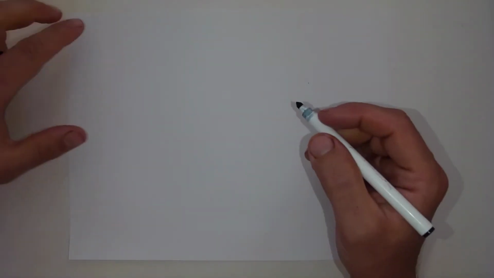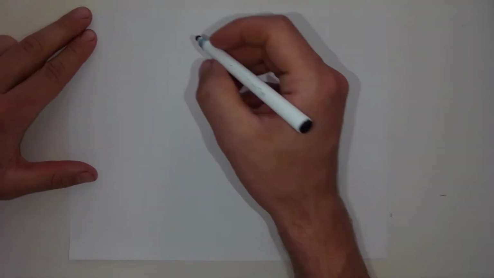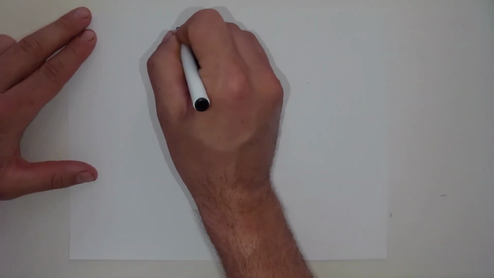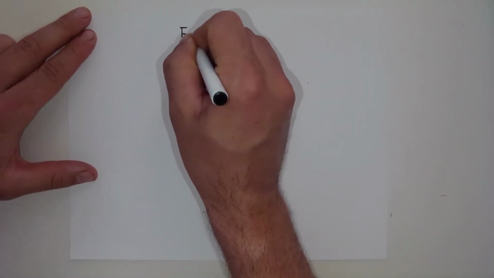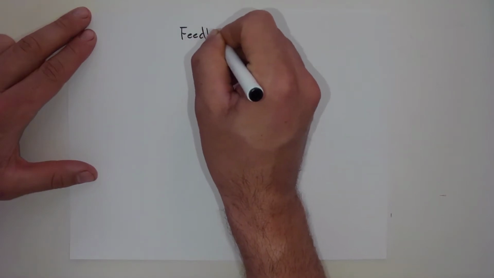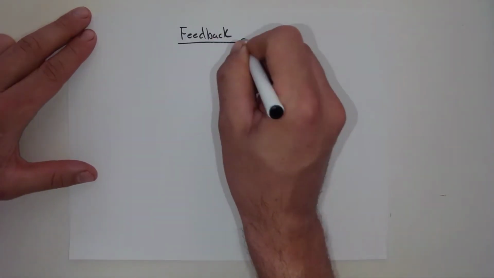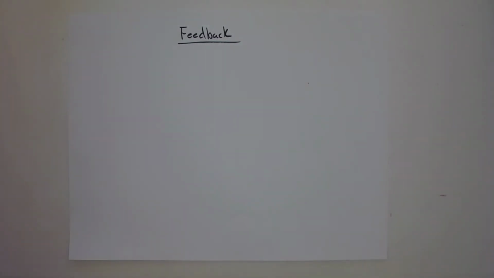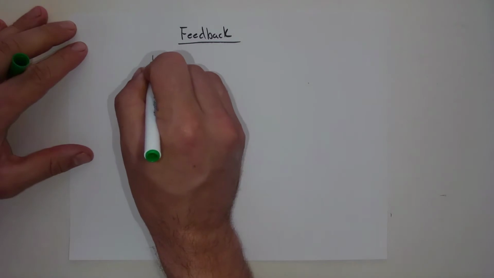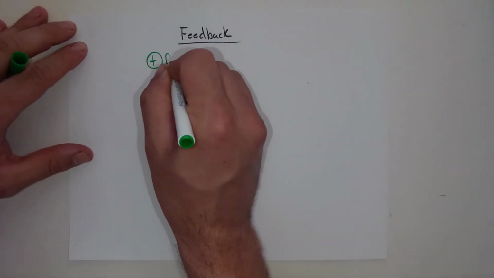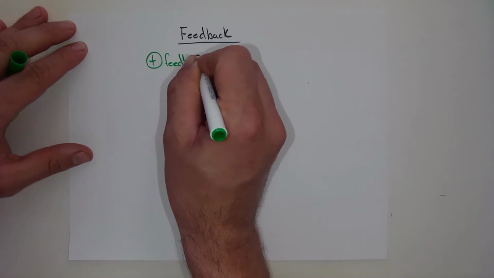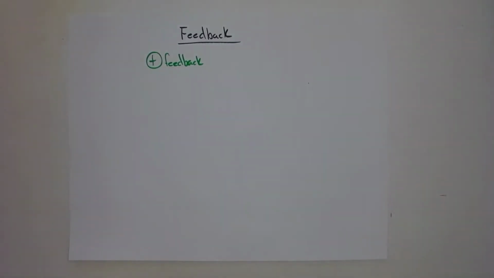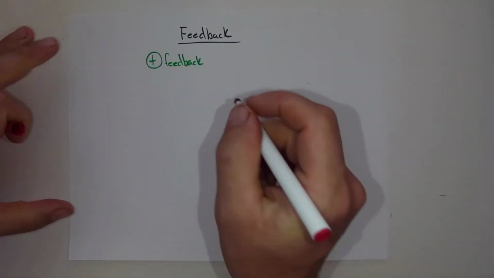I'd like to review the idea of feedback inhibition or feedback systems. This is one of the ways that our body maintains homeostasis. And there's two types of feedback you may be familiar with. There's positive feedback and negative feedback.